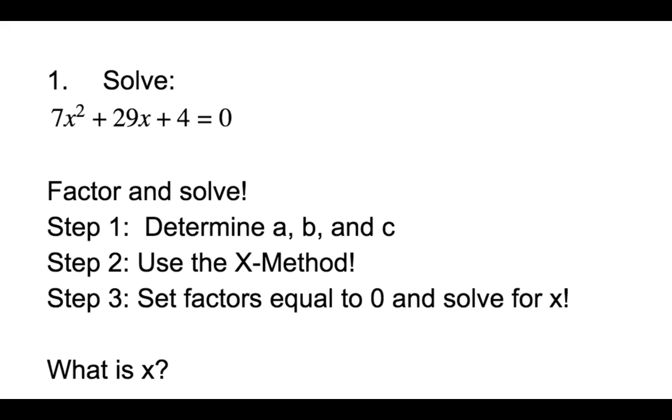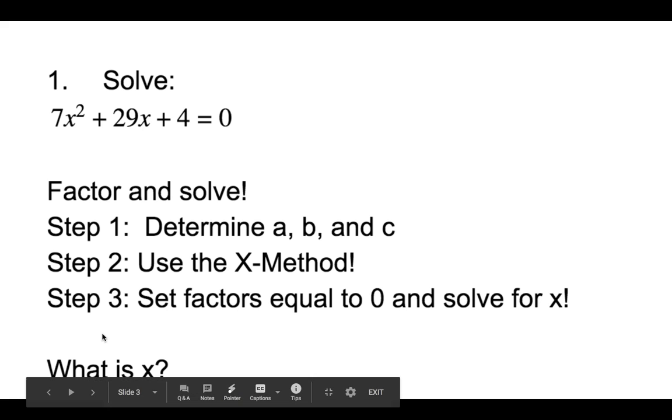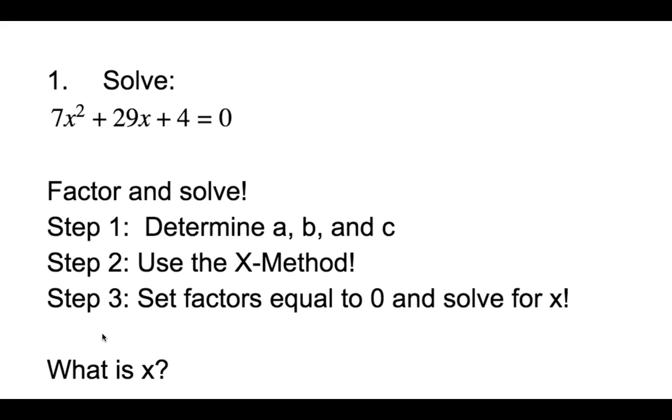If you tried it out and you weren't entirely sure what to do, you can go ahead and use these steps. So really all you're going to be doing is factoring and solving. The first thing you're going to do is figure out A, B, and C. Use the X method. Once you have your X method done, set those equal to 0 and solve for X. We're going to keep all of them short, to about 3 steps. So now with these steps, I'm going to give you another chance to work it out on your own. Go ahead and tell me what is X.